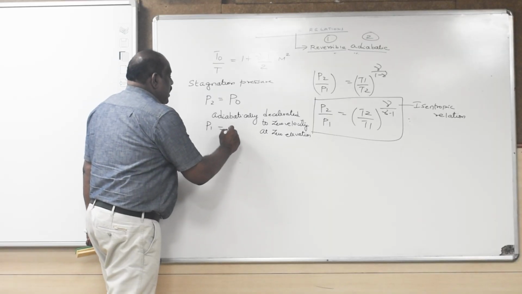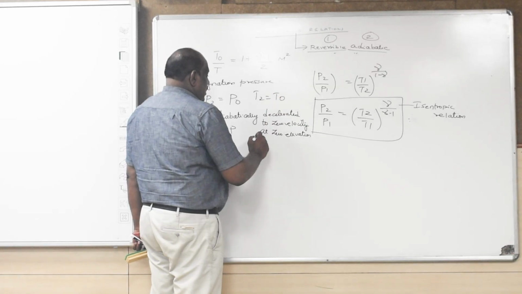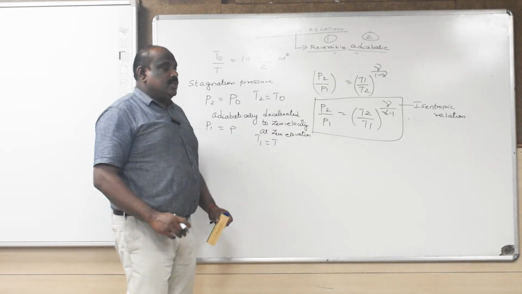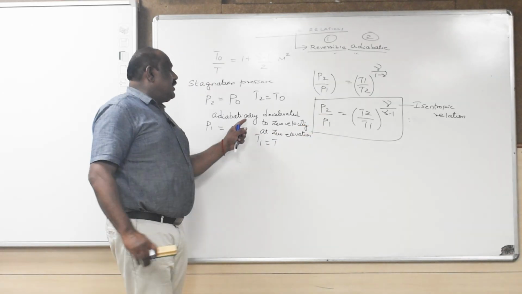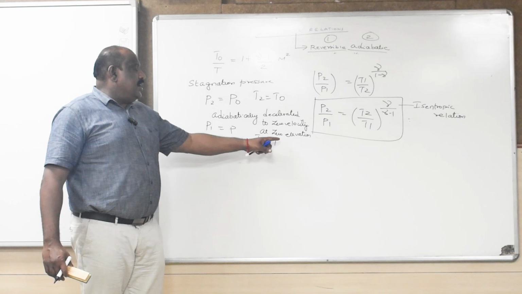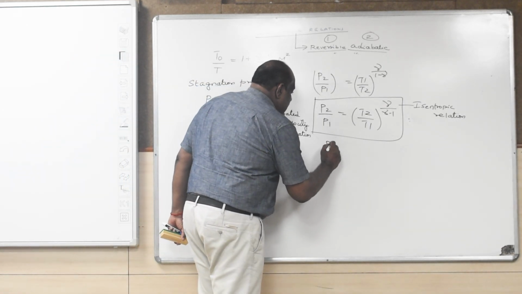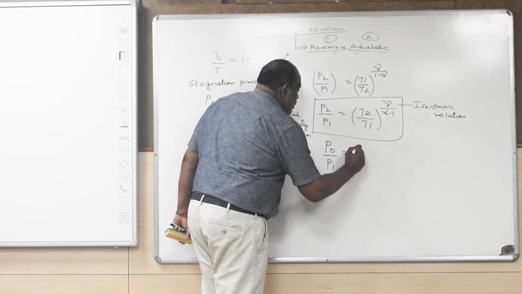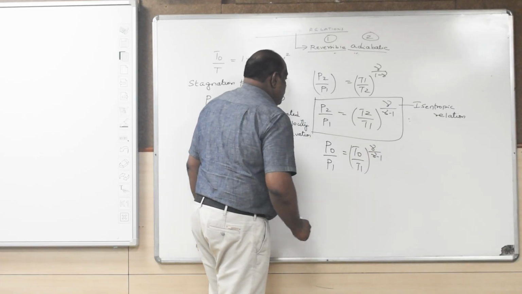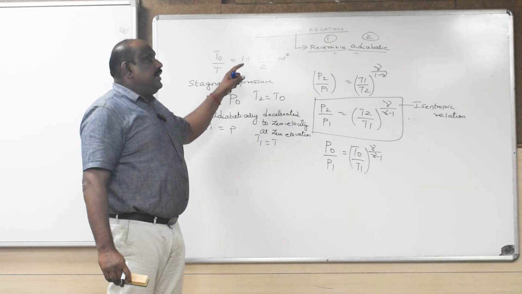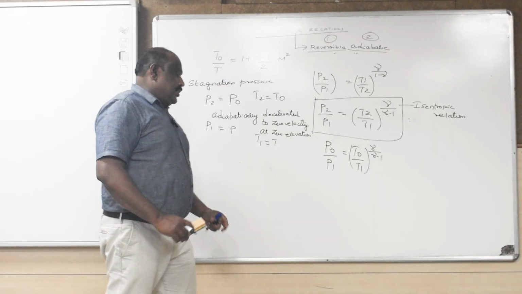P1 can be simply P, which means this implies T2 equal to T0, and T1 equal to T. So just replace T2 with T0 and P2 with P0 by adiabatically decelerating the flow to zero velocity and zero elevation, with the definition of stagnation states. So I can end up with P0 by P1 is equal to T0 by T1 whole power gamma by gamma minus 1. In the last class we arrived at the expression for stagnation temperature. Now we got the expression for stagnation pressure.